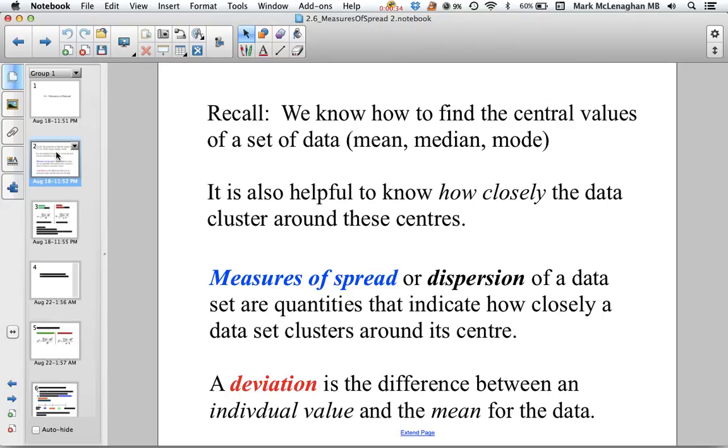So we also want to find out how things measure around the spread. I also want to measure how things spread out around the outsides, away from the center. This is where we use measures of spread, or deviation, the difference between the individual value and the mean in the data.